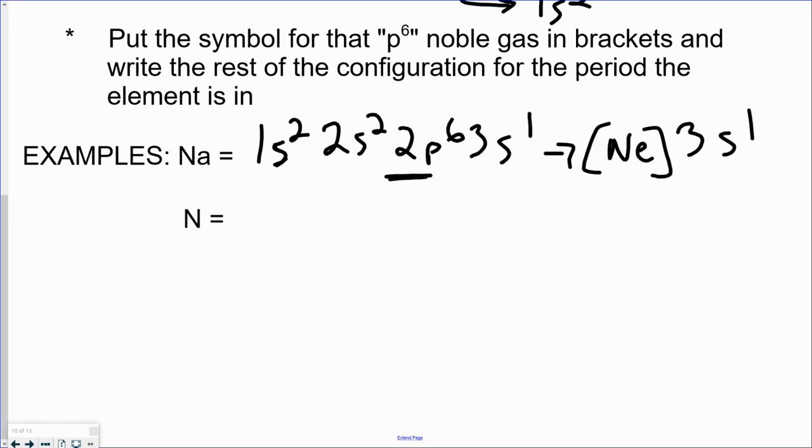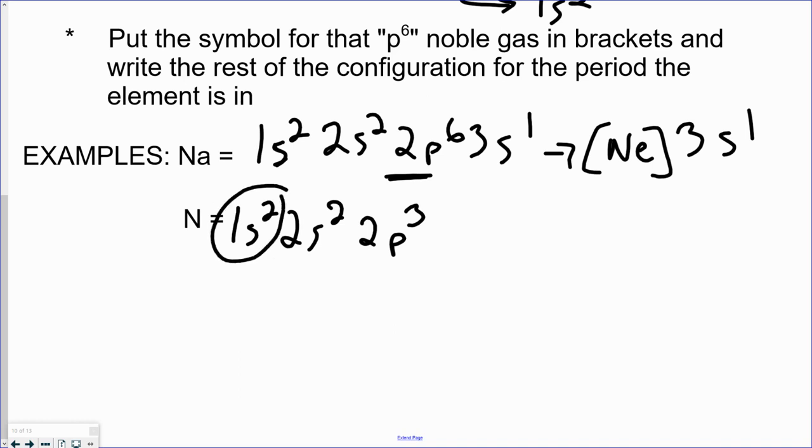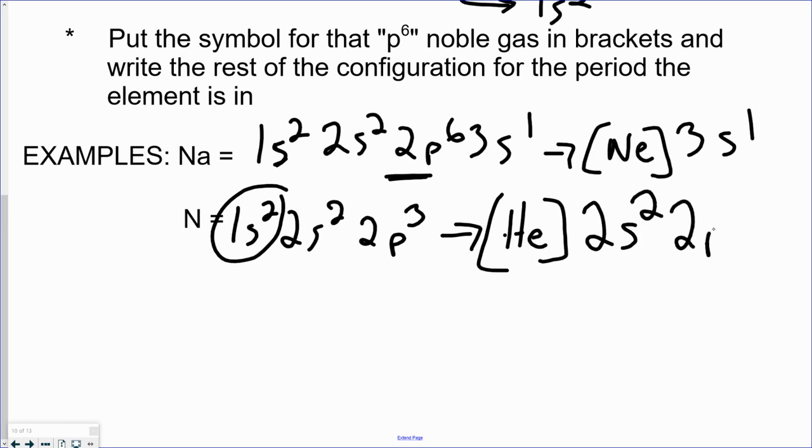What about nitrogen? We have 1s2, 2s2, 2p3. Now you might be looking at it and going, Mr. Day, there's not a p to the sixth. That's when you have to go back to 1s2, which is helium. Put it in brackets, and then everything else that followed it. So that is noble gas notation.